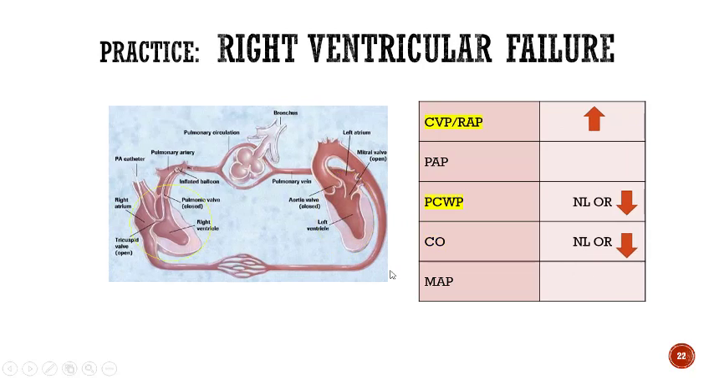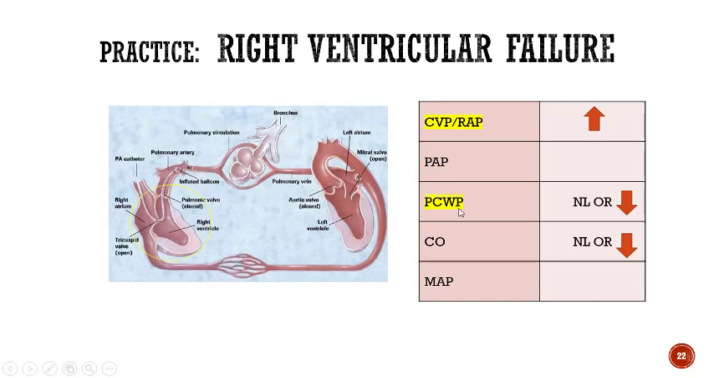Right ventricular heart failure, you would see an elevated CVP or right atrial pressure. If you think about why that makes sense, if your right ventricle is failing, you're going to see an elevated pressure in your right atrium, because the right atrium is reflective of your right ventricle. So your central venous pressure, or right atrial pressure, will be increased. For PAP, I don't have anything for you. For MAP, I don't have anything.